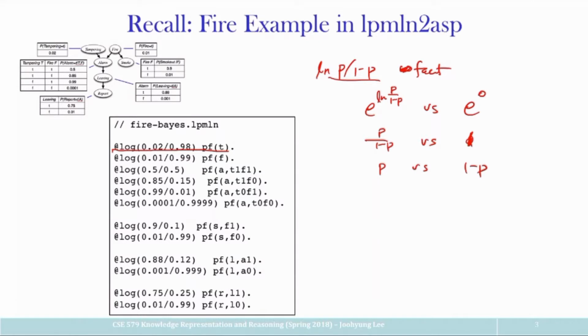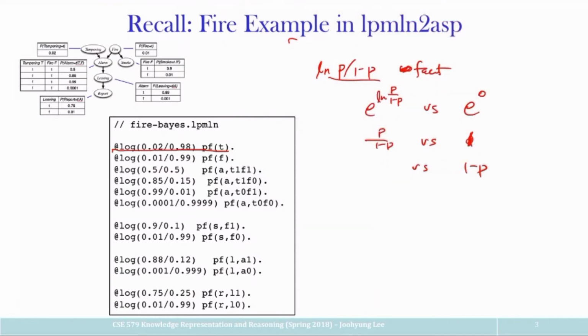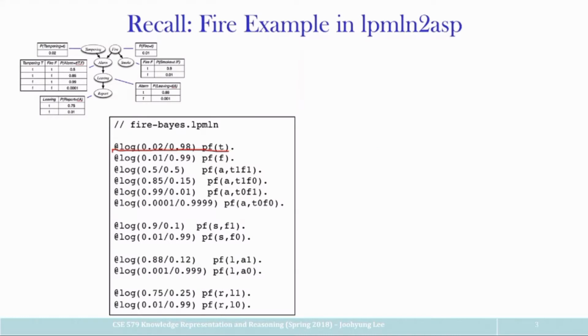And we did that sometime before. If you are not sure about what I'm talking about now, then you can go back to those slides where we introduced this. Okay, all right. So each of the entries in the probability table can be represented by one line, as you see here.